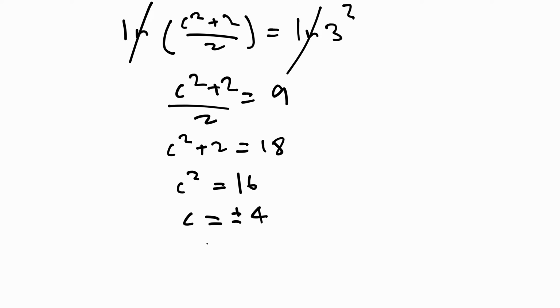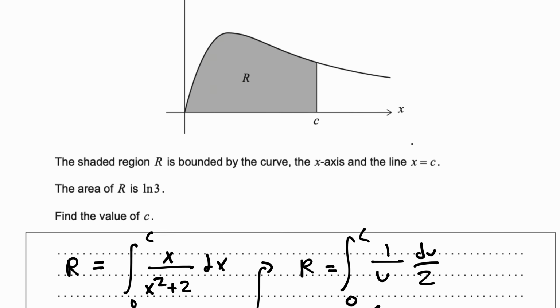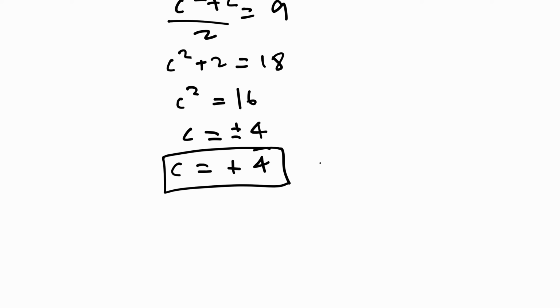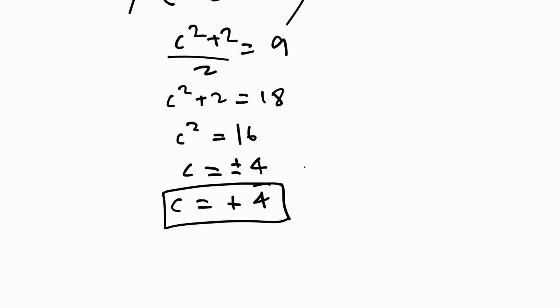But the actual answer is c is equal to plus 4. That's the only answer. Why? Because we know that x is greater than 0 and we know it's in the positive side of the graph. So c must be positive 4.